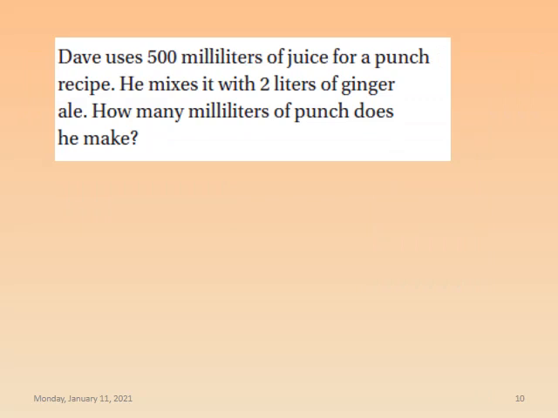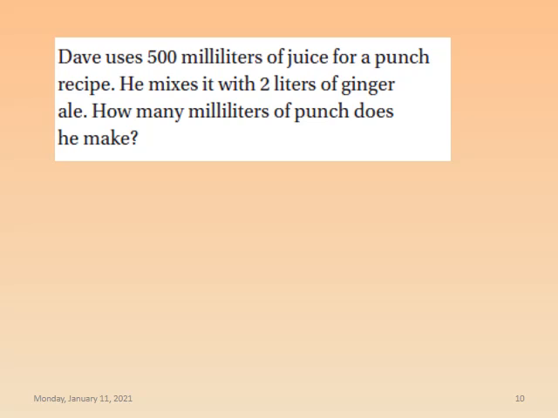And another example for you. Dave uses 500 milliliters of juice for a punch recipe. He mixes it with 2 liters of ginger ale. How many milliliters of punch does he make? So first he has 500 milliliters. Then he will add 2 liters. I need to change the 2 liters into milliliters so I can add them to the juice.